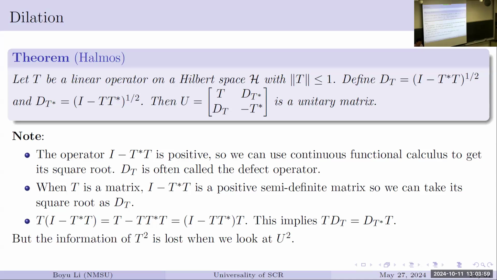But as you can see, the idea is we want to go from a contraction to a unitary, but we also need to keep track of the powers. If you do this Halmos dilation and take the square, you have T squared and a bunch of other stuff. So if you do the U squared, the upper left corner is no longer T squared, so you lost your information. So we cannot really do that.